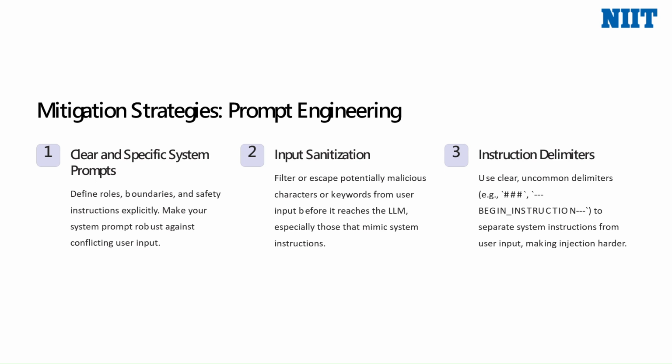Input sanitization. Filter or escape potentially malicious characters or keywords from user input before it reaches the LLM, especially those that mimic system instructions, which should be taken care of as a priority. Instruction delimiters. Use clear, uncommon delimiters like hash or hyphens, for example begin underscore instructions, or three hyphens, as uncommon delimiters as possible to separate system instructions from user input, making injection way harder, right?